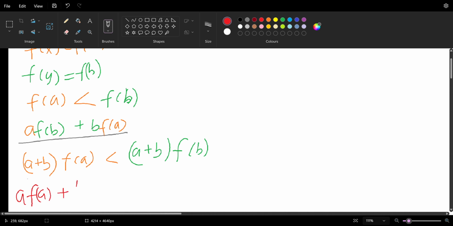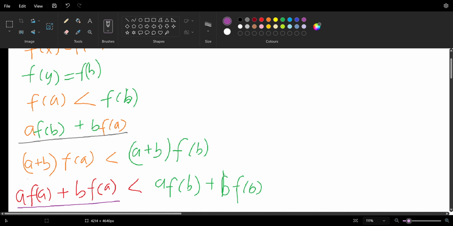So it's a times f of a is less than a times f of b. I changed the color again, that was not intentional. All right, so now if we are doing some comparison, if you want to compare the gray line to the inequality at the bottom, let's compare it to the left hand side. So let's compare it to here.